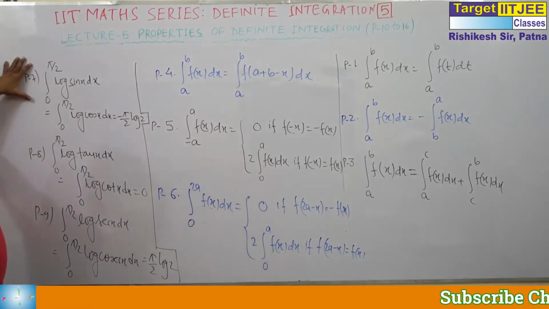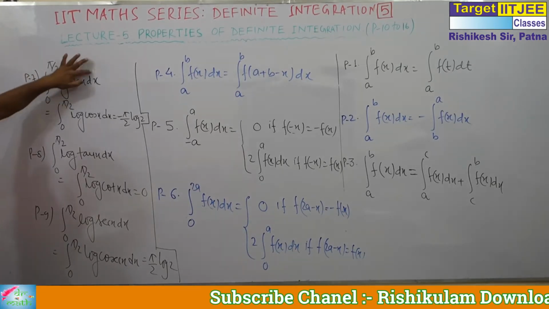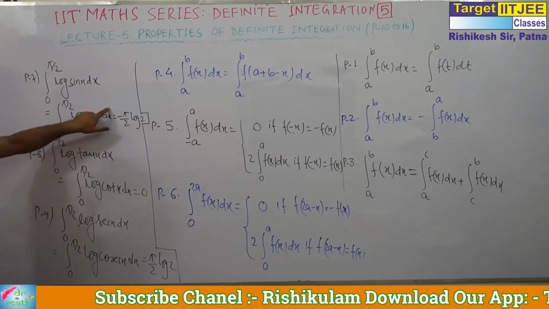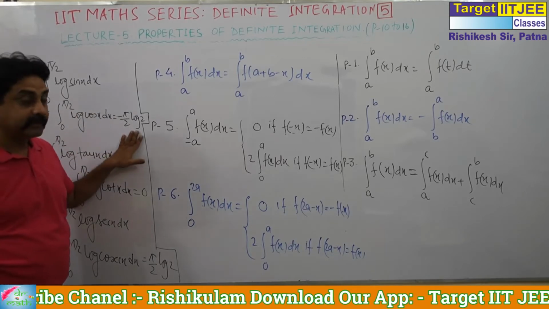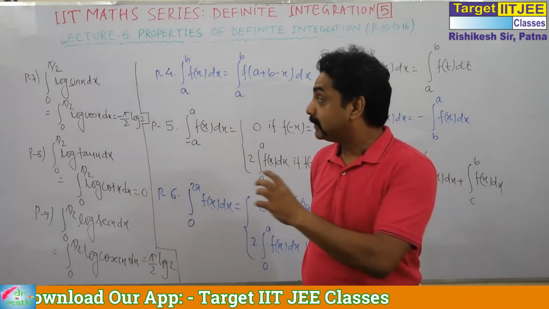After that, I did question number 7: integral 0 to pi by 2 of log sin x dx, which equals integral 0 to pi by 2 of log cos x dx, is minus pi by 2 log 2. This is an important one for objective examinations. For the board examination, you have to keep the proof in mind.